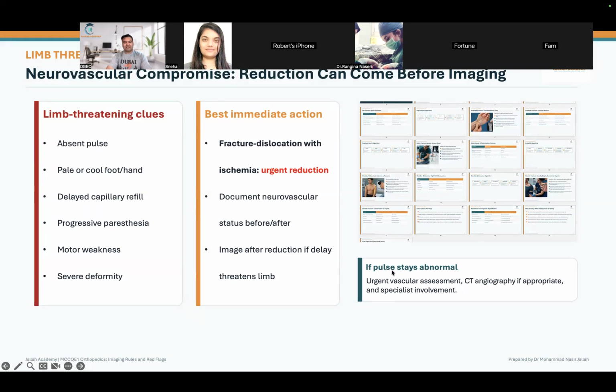If the pulse stays abnormal, urgent vascular assessment, CT angiography if appropriate, and specialist involvement. So you do the reduction, and if it still stays the same, it is not working, there's no pulse, and the patient's limb is still cool or pale, then you have to do an urgent vascular assessment, CT angiography, and involve a specialist.